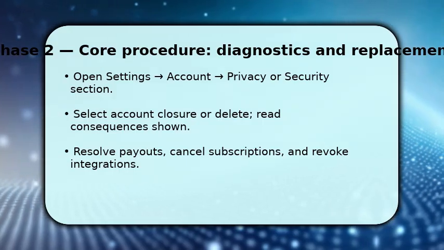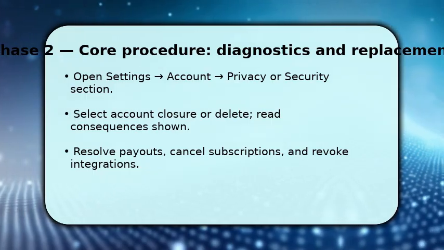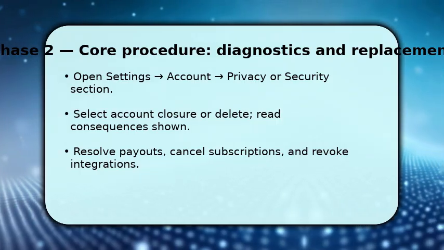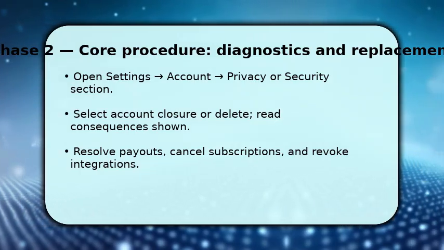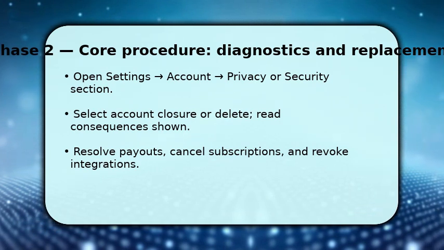Then cancel all active subscriptions and request final payouts. The system often blocks deletion until payouts clear. Revoke API keys and third-party access, because linked services can prevent full removal. Proceed step by step, confirming.